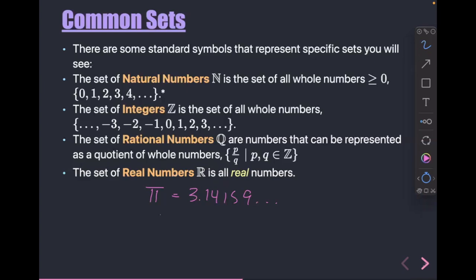So the set of real numbers covers these other numbers, basically. It covers, so technically like an integer, 3 is still a real number. It's also a natural number and an integer, and technically a rational number, but it also is a real number. So you can think of your real numbers to be like this big set right here.